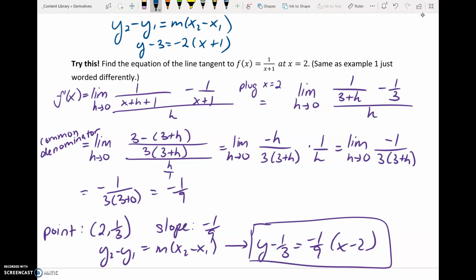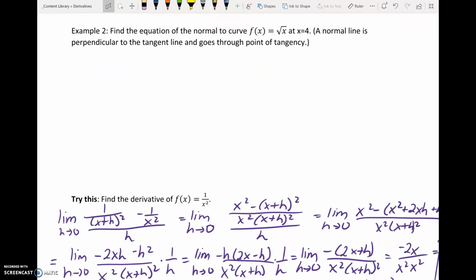After that, you need to find the full point. You're only given your x value, so you need to find your y value. It should be 1/3, so your point should be (2, 1/3). And then we'll put it all together in our equation of a line. So you should get y minus 1/3 is negative 1 over 9 times x minus 2 as your equation.